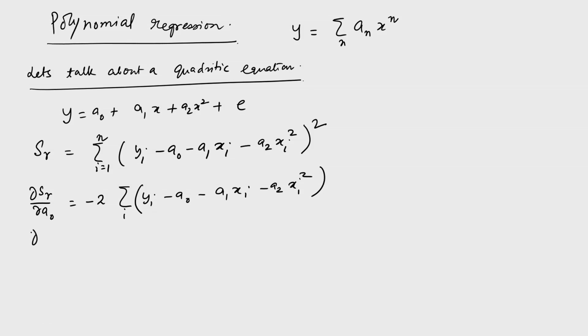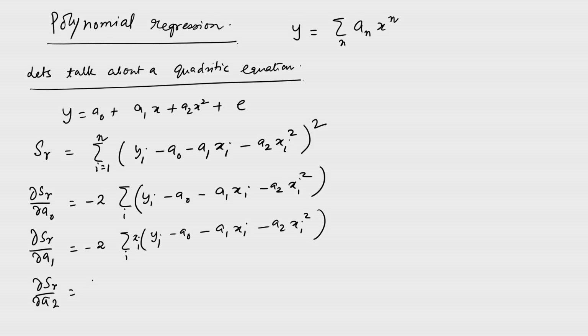del S R del a1 is equal to minus 2 sum over i x i times y i minus a0 minus a1 x i minus a2 x i square. And del S R del a2 is equal to minus 2 sum over i x i square times y i minus a0 minus a1 x i minus a2 x i square. So, these are the three equations that you have to solve.